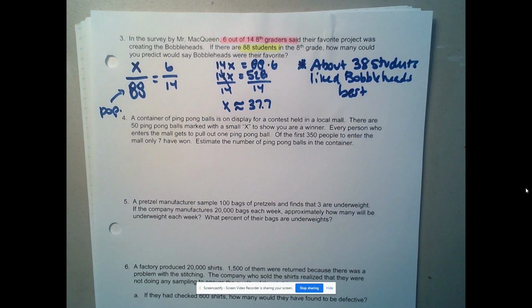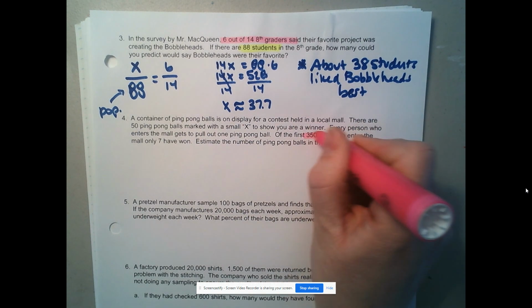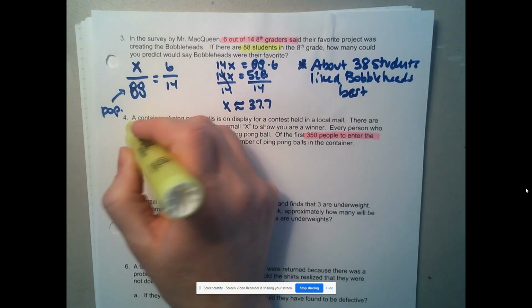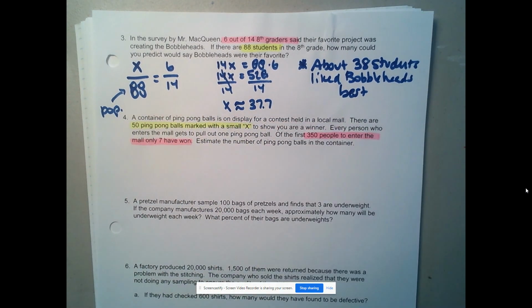A container of ping pong balls is on display for a contest held in a local mall. There are 50 ping pong balls marked with a small X to show you are a winner. Every person who enters the mall gets to pull out one ping pong ball. Of the first 350 people to enter the mall, only 7 have won. So there's our sample of 350 people who entered the mall, only 7 have won. And we know that in the big container that there are 50 marked with an X. Estimate the number of ping pong balls in the container.